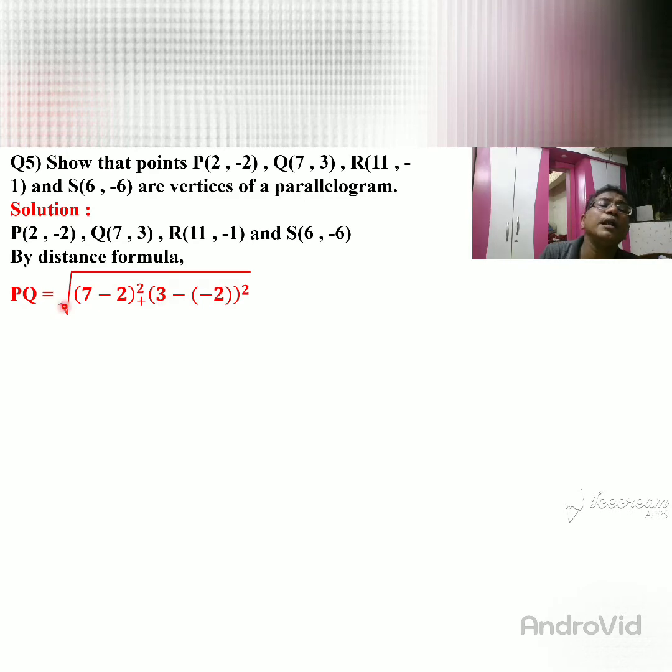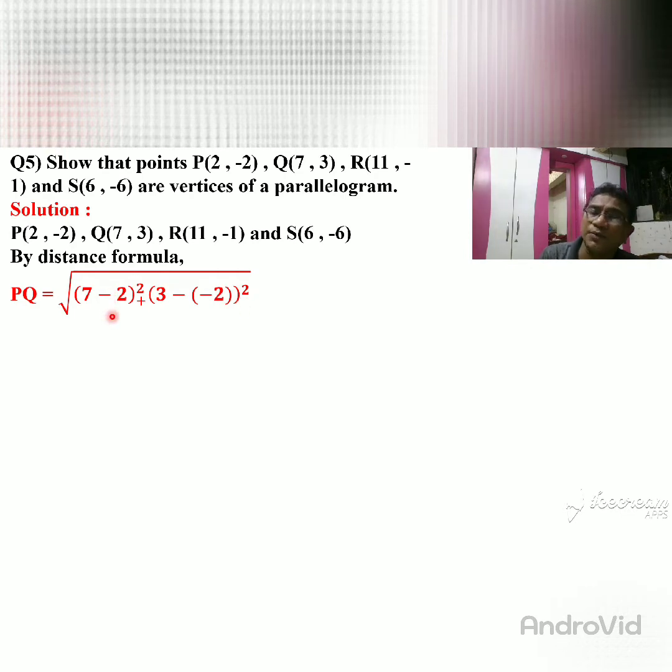So what is the formula? The formula is x2 minus x1. What is x2? x2 is 7, so I write here 7, minus x1, x1 is 2. So 7 minus 2 bracket square. Then y2, y2 is 3, so I write here 3, minus y1, y1 is minus 2, so I write here minus 2 bracket square.